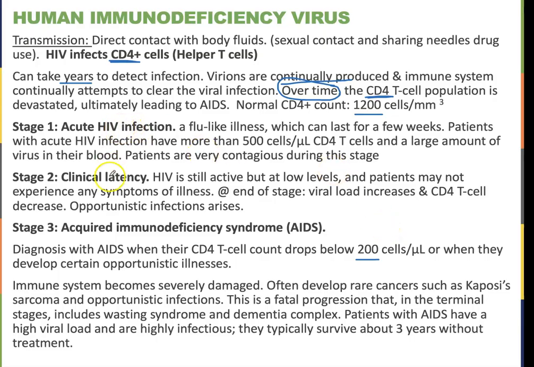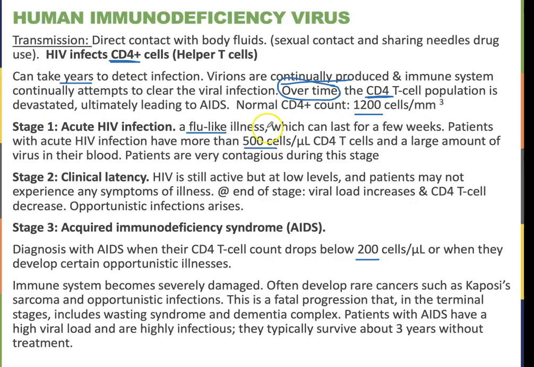So what does the first and second and third stage look like? Acute HIV infection is where you're going to have a flu-like illness. With this part, 500 cells, so we've really decimated the CD4 count right off the bat in this acute infection. They have a lot of viruses in their blood, very contagious.